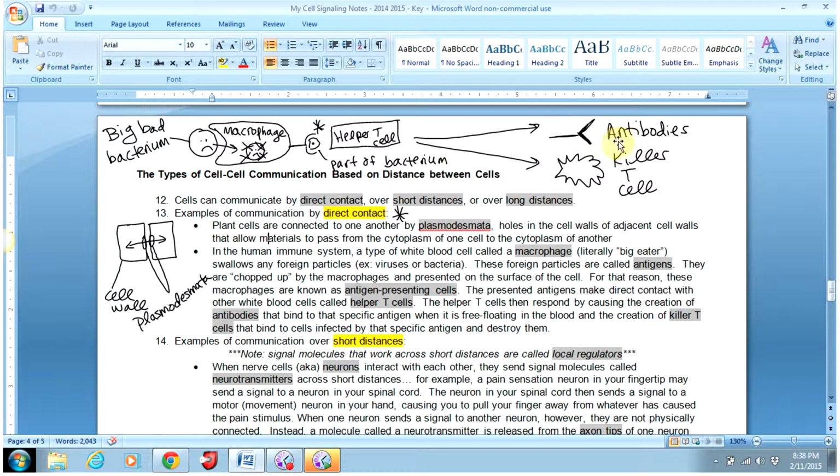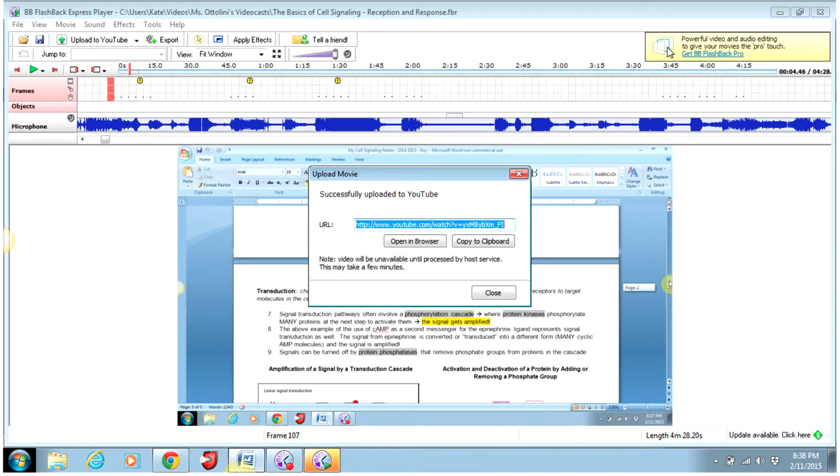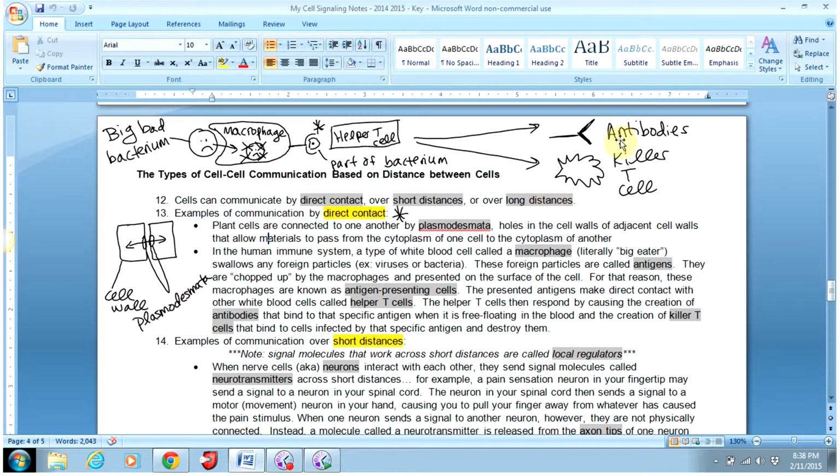So we've got the antibodies that are in the bloodstream and in the body fluids, and those are attacking any free-floating bacteria. And then we've got the killer T cells to eradicate any cells that have been infected by the bacteria. And this all happened because we had this direct contact between the macrophage and the helper T cell.